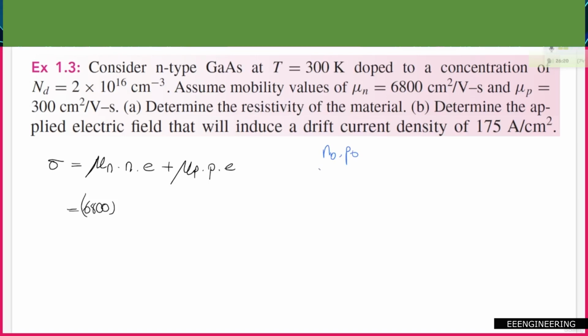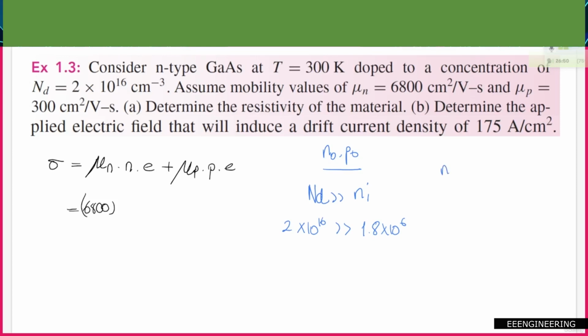How are we going to do that? Since we have a donor impurity, we're going to check the intrinsic carrier concentration of gallium arsenide and also the donor concentration. The donor concentration, Nd, is a lot greater than the intrinsic carrier concentration of gallium arsenide. One of them has the value of 2 times 10 to the 16, and the intrinsic carrier concentration is about 1.8 times 10 to the 6. As you can see, the donor concentration is much greater than the intrinsic carrier concentration.